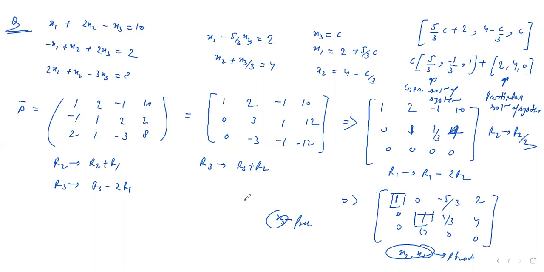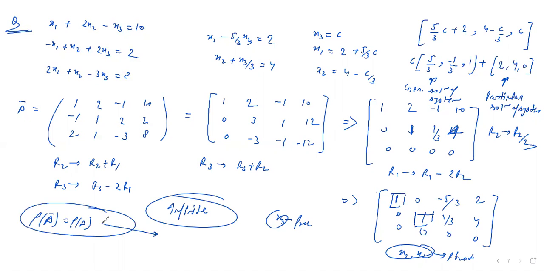If we talk about the basic idea, this system contains an infinite number of solutions because the rank of the augmented matrix equals the rank of A, but this is not equal to the number of unknowns. So we will have infinite solutions because we can give any value to c. So this is the general solution of the system, and this is the particular solution of the system.